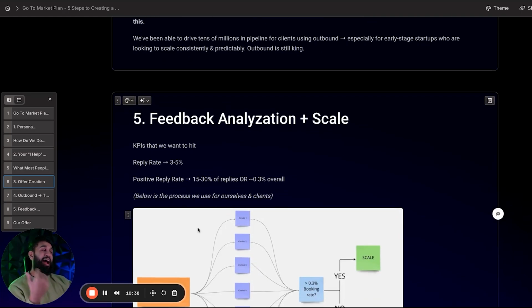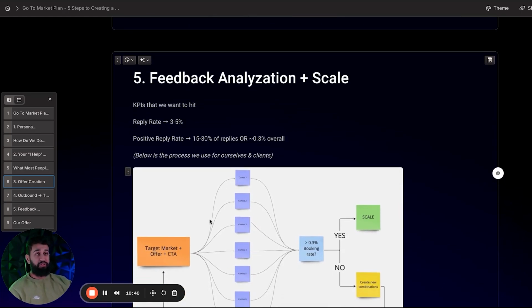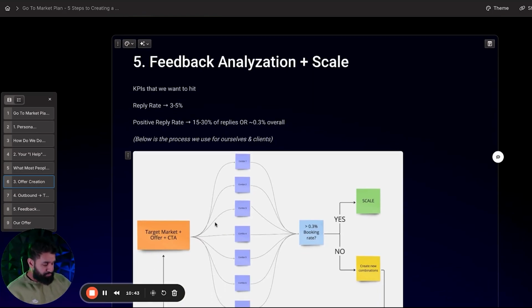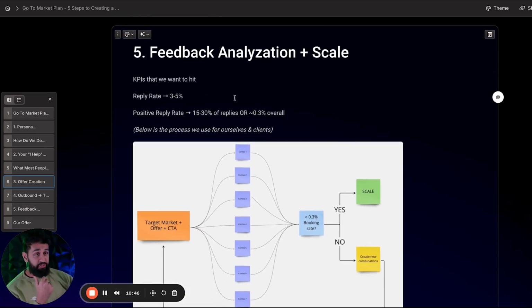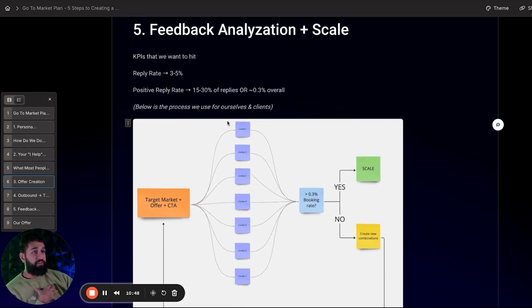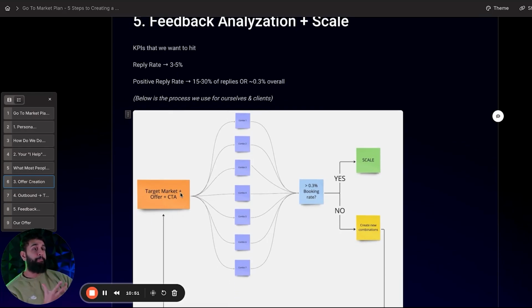Now, number five is how do you actually create those campaigns? What are the KPIs that you want to be hitting with outbound? So the way that we do this at our agency, for our clients and for ourselves, is we create different combinations of variables. Those variables are the persona, which is your target market, your offer, which is what you're offering, and then your CTA. You have two different types of CTAs. One is a hard CTA, like booking a call: hey, do you have 15 minutes to talk next week, or are you open to talking about this? And then you have a softer CTA: hey, is it okay if I send over more info? Do you want to see a video about this, et cetera?